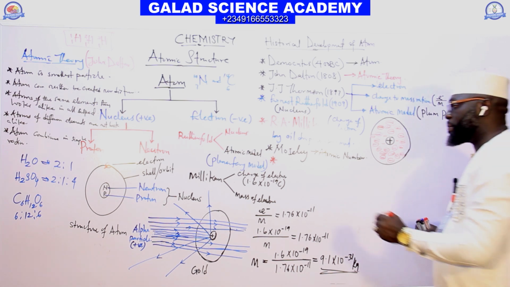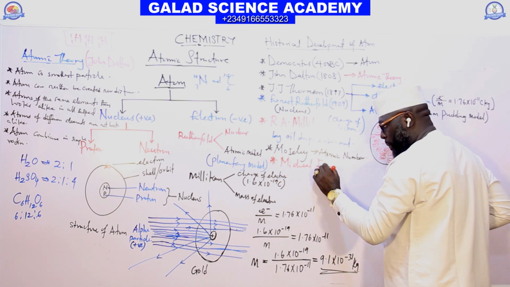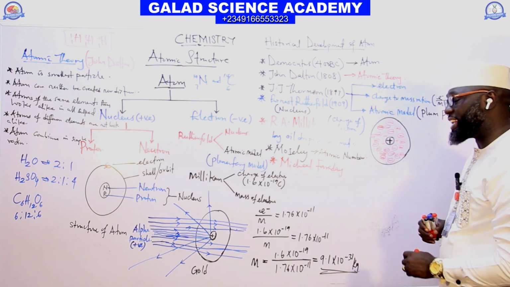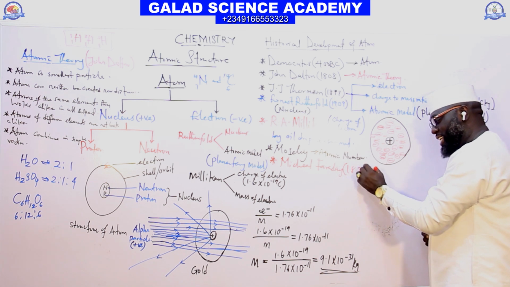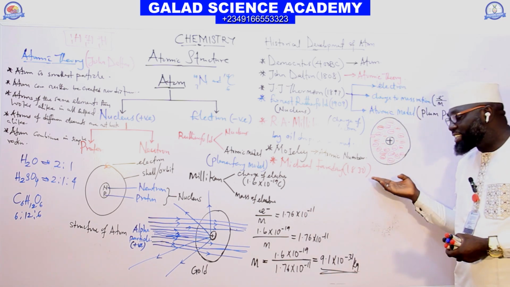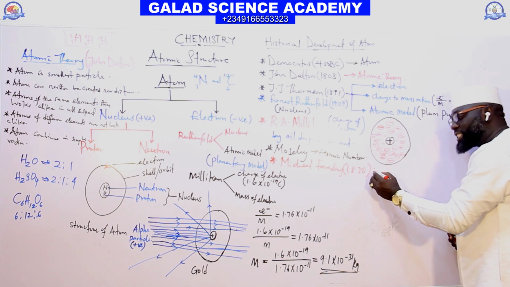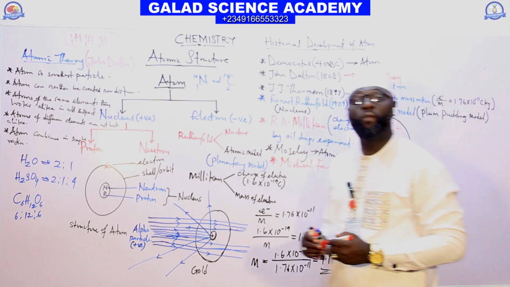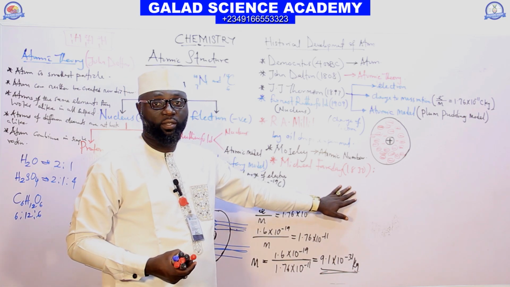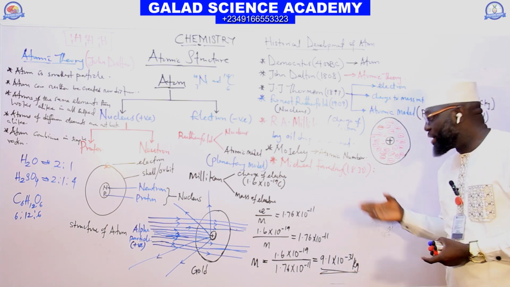The next person is Michael Faraday. What is the contribution of Michael Faraday? That would be in 1830. Faraday is a scientist that discovered the electrical nature of an atom. So his contribution is that he discovered the electrical behavior or nature of an atom. He also has his own Faraday's law of electrolysis.